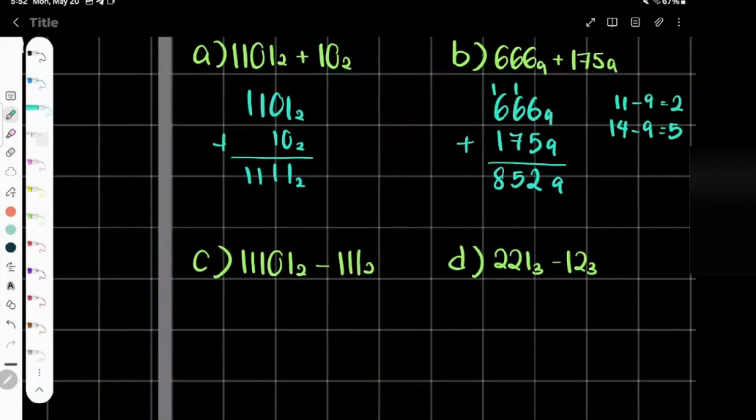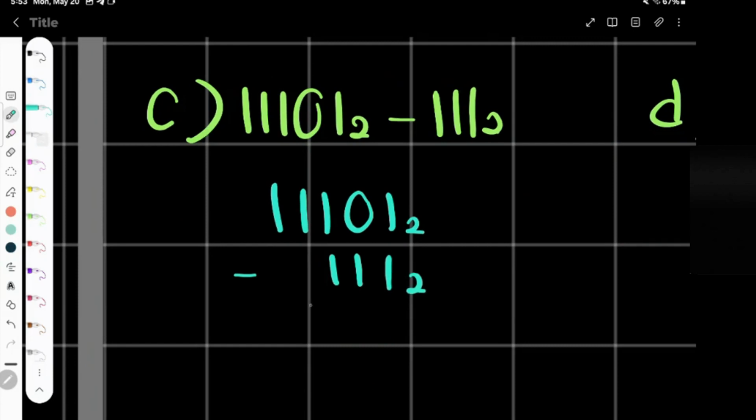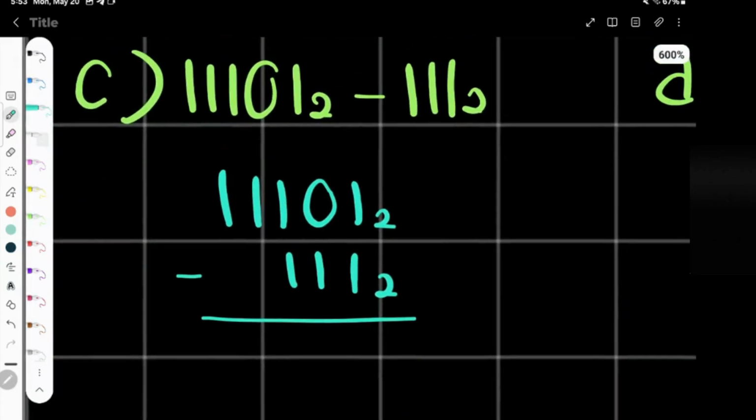Now the minus. So the minus, be careful here. Let me write again: 1 1 1 or 1 2 minus 1 1 1 2. For this part here, you have to understand. For you to minus these two, you can minus like normal. 1 minus 1, 0. 0 minus 1 cannot, right? So you have to borrow from the other side, like normal.